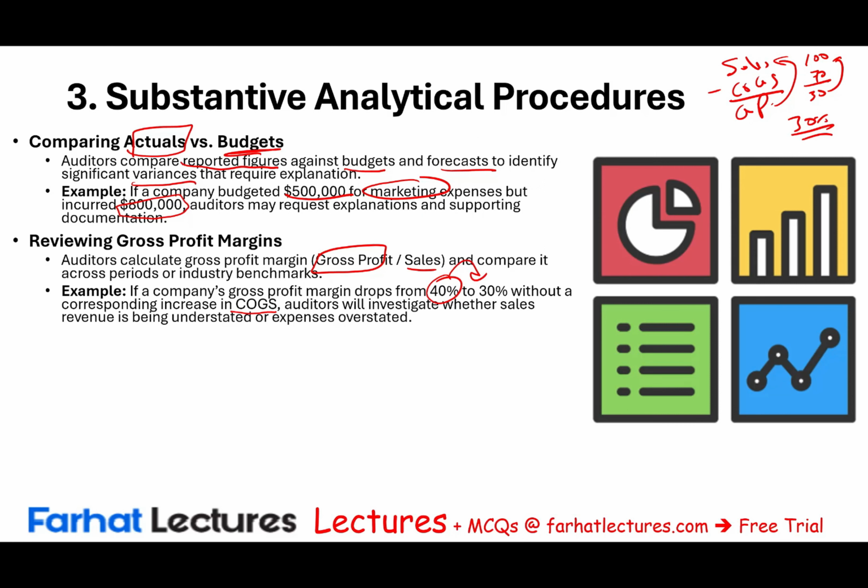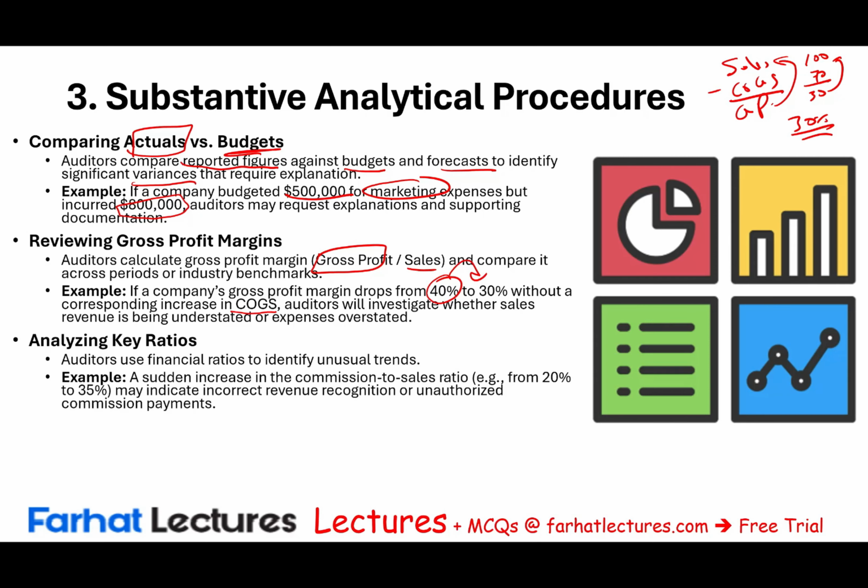So it gives you an idea where to start to look. You could also look at other key ratios. For example, a sudden increase in commission to sales. Commission went from 20% to 35%. Usually commission to sales should be the same. If you're paying your employees sales commission 20%, it should be around 20%.